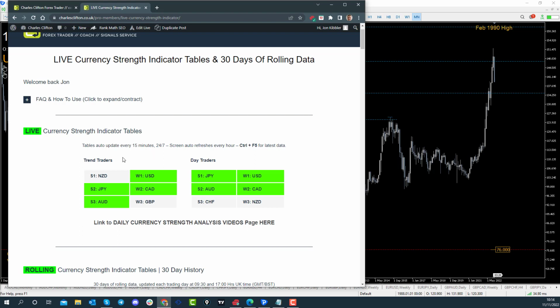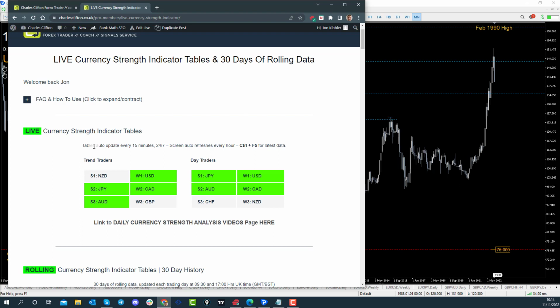Here we have our two currency strength indicator tables in front of us. We have our trend traders table and our day traders table. These are showing us the same studies but just on different time frames. You can see here some of the currencies are highlighted in green. Those that are highlighted are showing us that there is a confluence between those trading time frames.